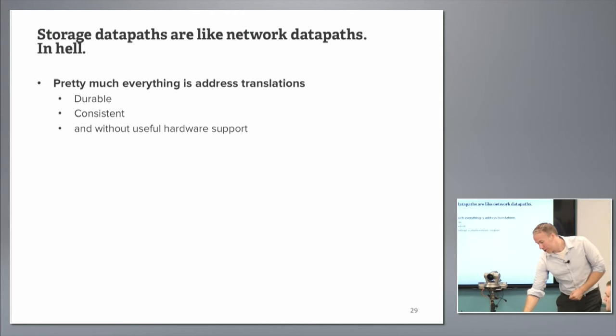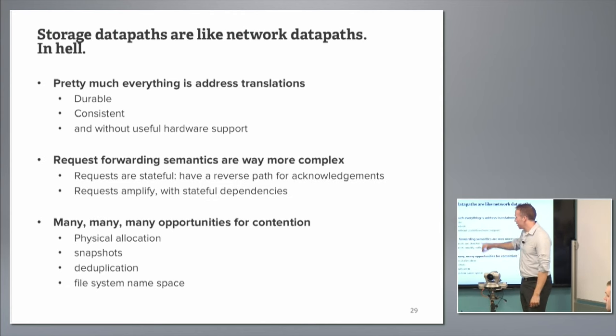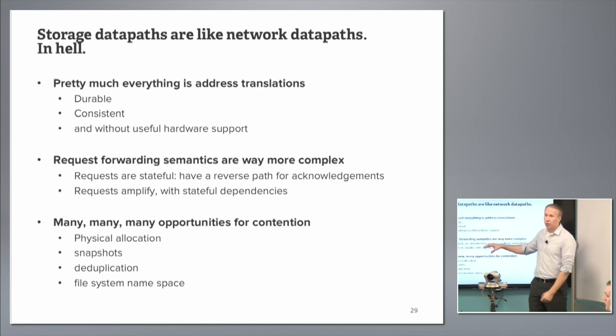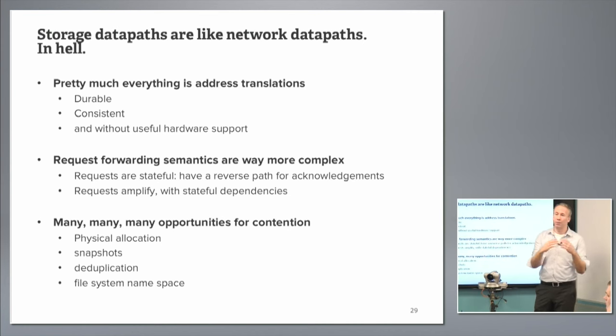And unlike networks, everything is still in address translation, but you have to track the reverse direction on all requests. You have to acknowledge things. Requests split up like crazy. There's tons of opportunities for contention. This is just super hard. That's the whole point of the slide. It's the complexity of doing these things that networking people have never seen building networking. And so storage is becoming a crazily difficult and interesting systems problem.